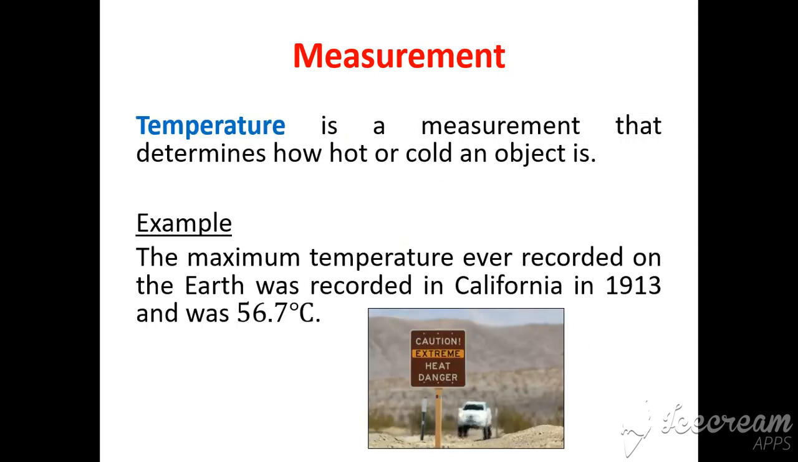Right, temperature is a measurement that determines how hot or cold an object is. Did you know the maximum temperature ever recorded on the planet of Earth by modern instruments was recorded in California in 1913 at 56.7 degrees Celsius?